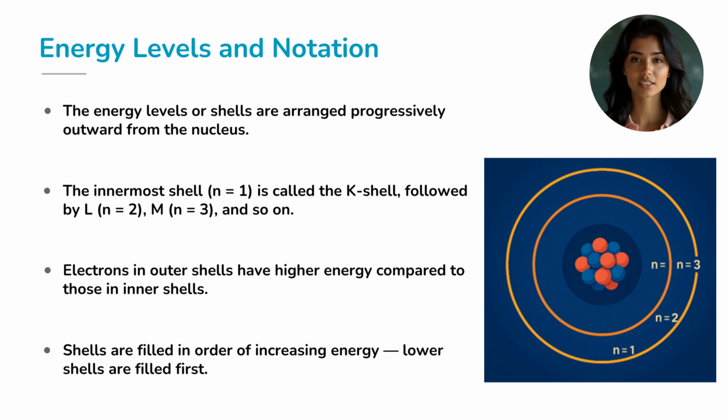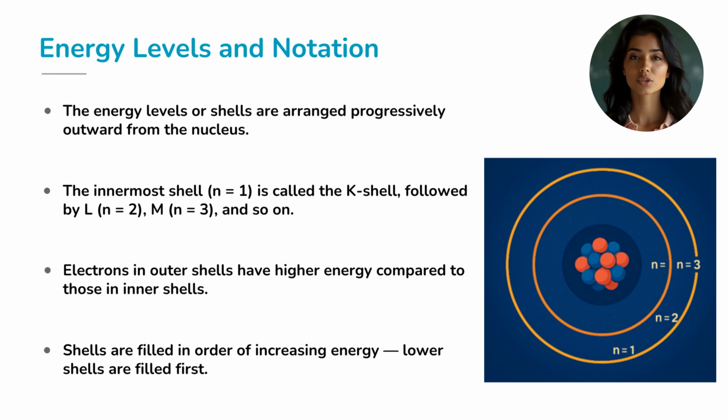Imagine concentric layers surrounding a nucleus. These are energy levels or shells. The one closest to the nucleus is called the K shell, labeled as n equals 1. The next is the L shell, or n equals 2. Then comes the M shell, which is n equals 3, and so on. As the shell number increases, the energy of electrons in that shell also increases. But here's the catch, electrons fill the lowest energy shell available first.